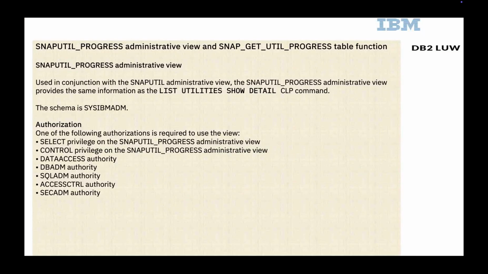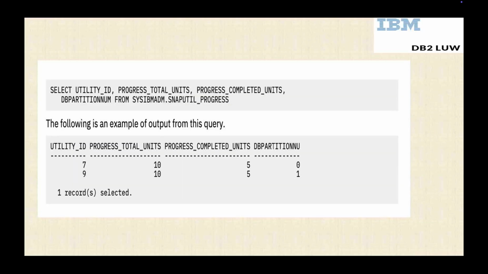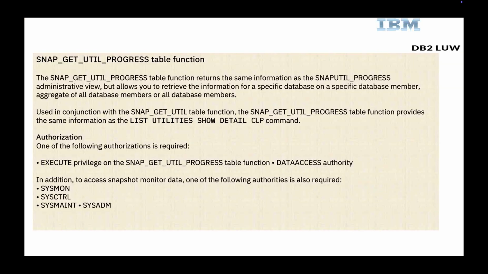Similarly, SNAPUTIL_PROGRESS is an administrative view and SNAP_GET_UTIL_PROGRESS is a table function. So again, select utility ID, progress total units, progress completed units, DBPARTITIONNUM from SYSIBMADM.SNAPUTIL_PROGRESS. This is the output I'll get for the different utilities. Again, in a similar way, we can go for the table function. See, this is equivalent to the LIST UTILITIES command and LIST UTILITIES SHOW DETAIL command that we normally operate. It gives almost the similar output here.